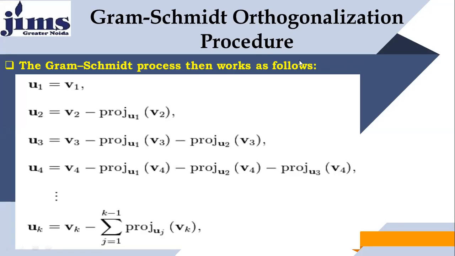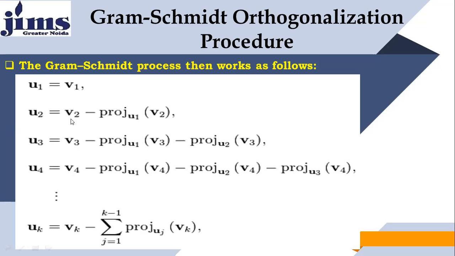Now, in classroom, in front of the students, I always used to find U1 and U2. Then when I come to U3, all the students in the class speak simultaneously. Okay, sir, this is the U3. Not only U3, U4, U5, U6, right? So there is a trick in that.